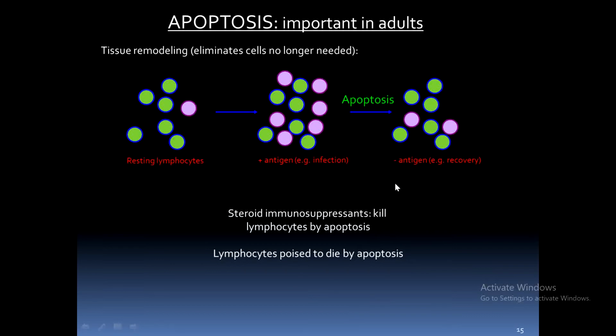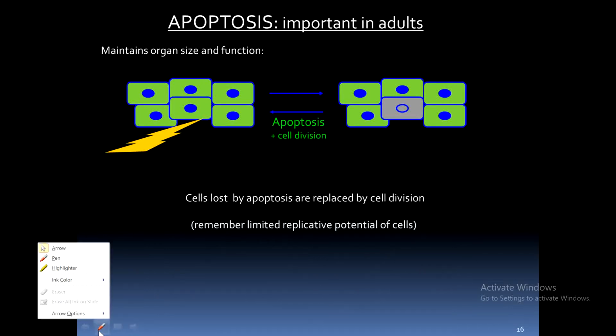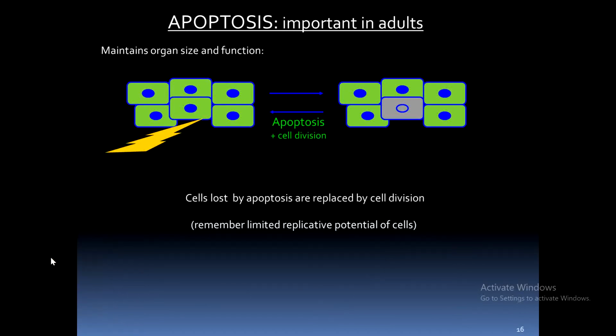So these are the few important things that we are going to discuss in apoptosis. Cells lost by apoptosis are replaced by cell division. So this is an important balance that is always going on in the body. Just remember this thing. This balance is very, very important in order to maintain the integrity of the cellular organs and in order to maintain the numbers of the cells within the body. So this is an important thing.